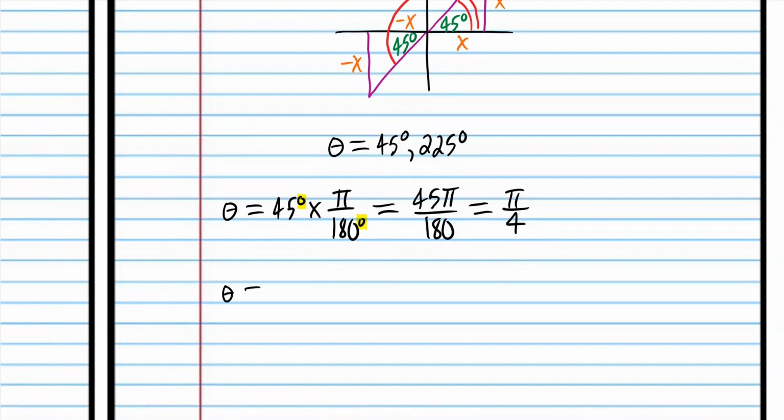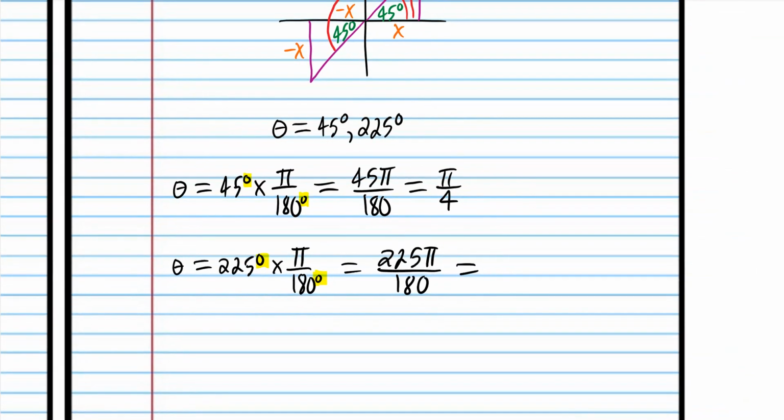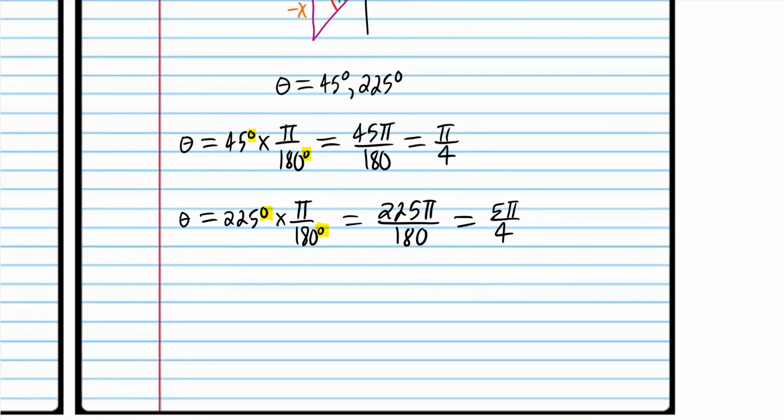Now I'm going to convert 225 degrees to radian units. Again, the degree symbols cancel out, and we're left with 225 pi over 180, which is equal to 5 pi over 4. So our final solutions are pi over 4 and 5 pi over 4.